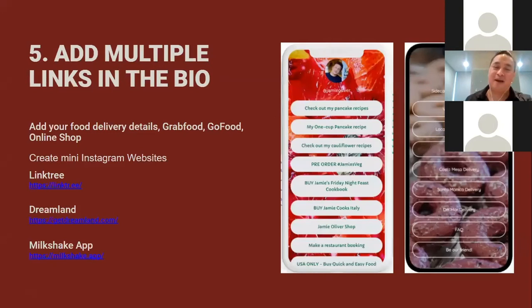Now, I mentioned earlier that Instagram only allows you to include one link, right? But if you look at the Tulip account, we use something called Linktree, and it allows us to put multiple links here. So if you have a shop on Shopee or Tokopedia or Food Panda, you can link to that here. Or maybe you can put a link to your blog or your website, or a link to your e-commerce. So you can add multiple links using Linktree.